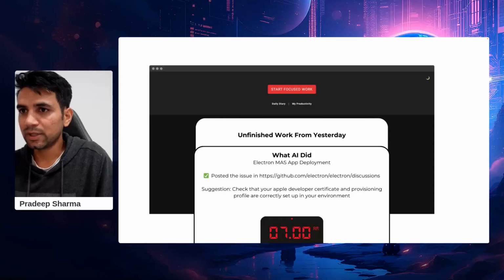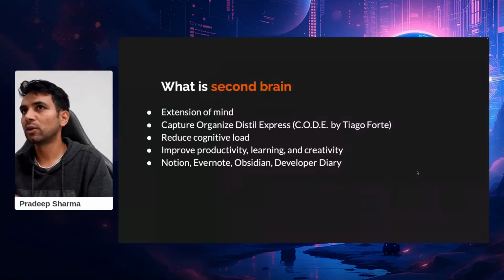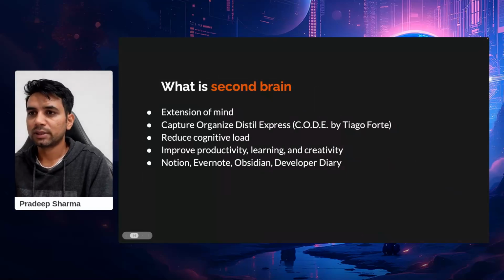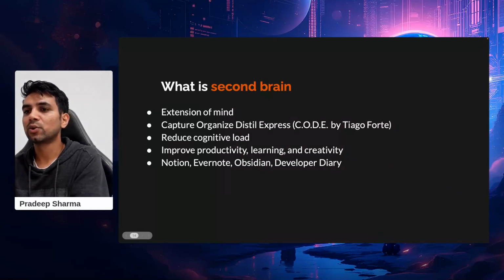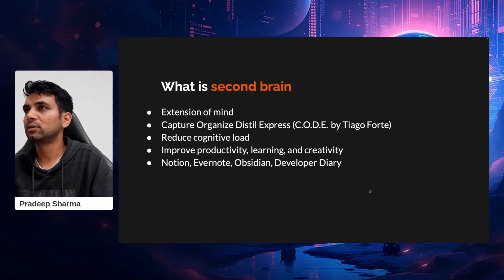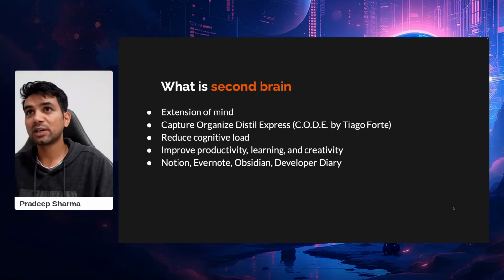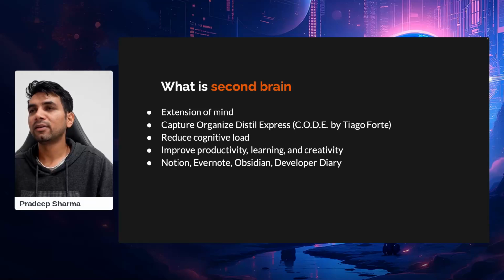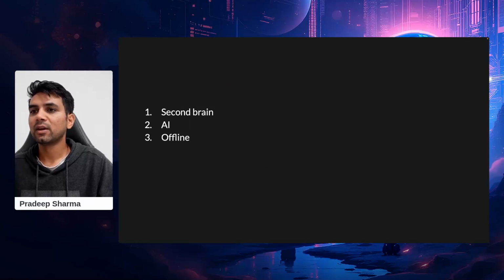So this is overall how it works. But AI as a second brain is also used very popularly by other apps as well. For example, Notion, Evernote, Obsidian, and Developer Diary we are talking about right now. So it works as sort of an extension of your mind. When you are going to sleep, you let the second brain work for you. And it reduces your cognitive load, improves productivity, and improves learning and creativity.